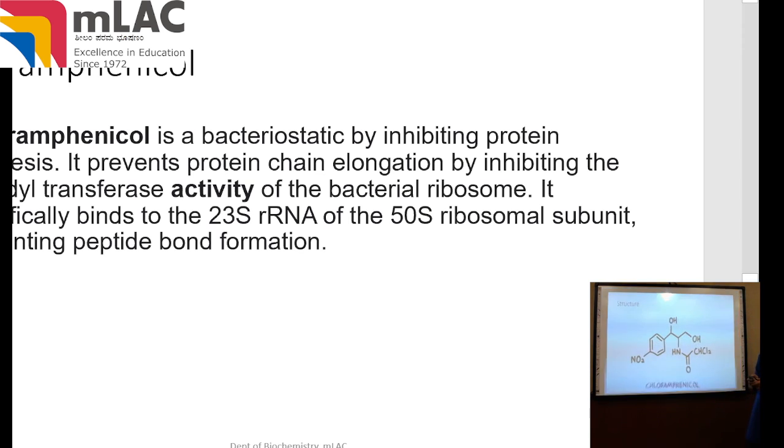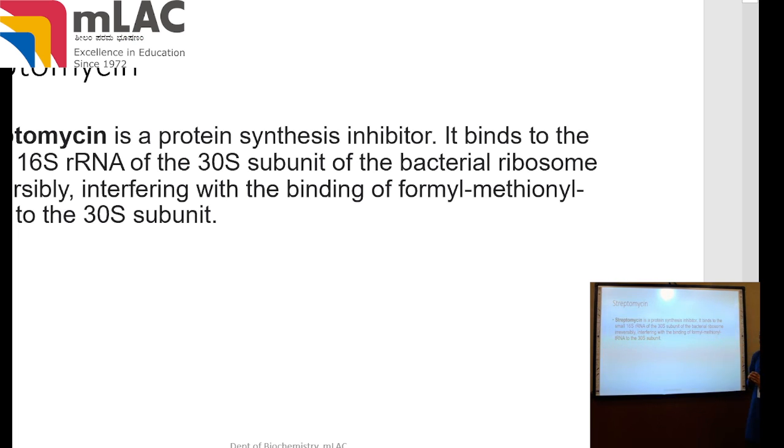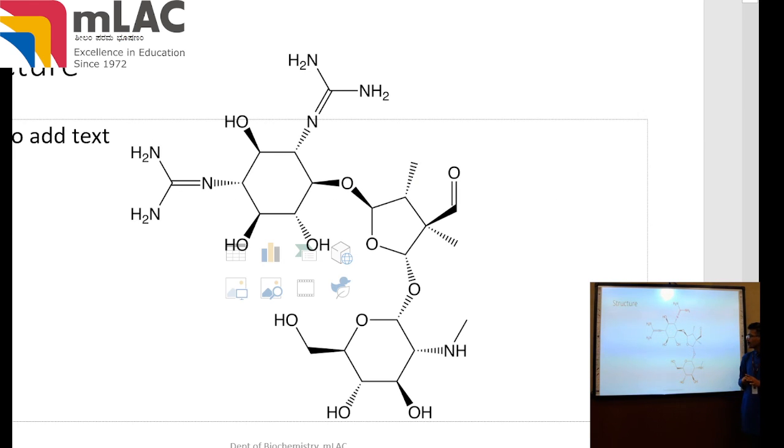Okay. So this is the structure of chloramphenicol. You can see the chlorine group here. We move on to streptomycin. Streptomycin is a protein synthesis inhibitor, just like chloramphenicol. It binds to the 16S rRNA of the 30S subunit of the bacterial ribosome irreversibly. It interferes with the binding of the formyl methionine tRNA, that is transfer RNA, to the 30S subunit and thereby inhibits protein synthesis. This is the structure of streptomycin. You can see the structure of streptomycin here.